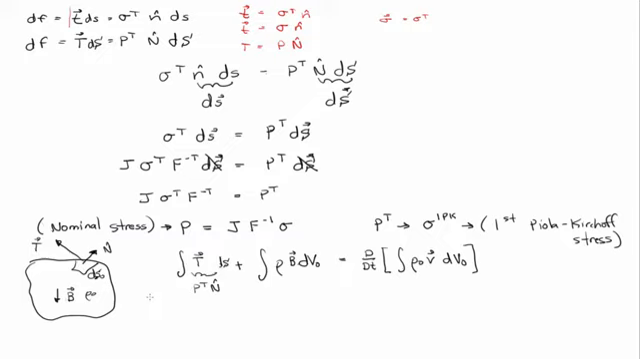So then when we do that, we have the integral of the divergence of P transpose dV0 plus the body force term dV0 equals d/dt of the momentum integral dV0.